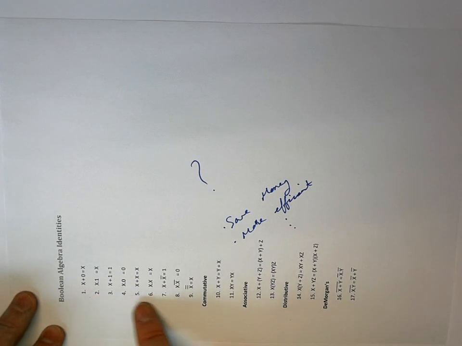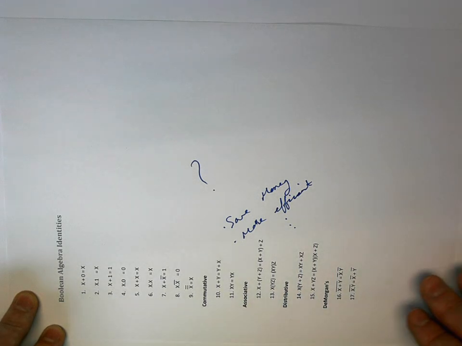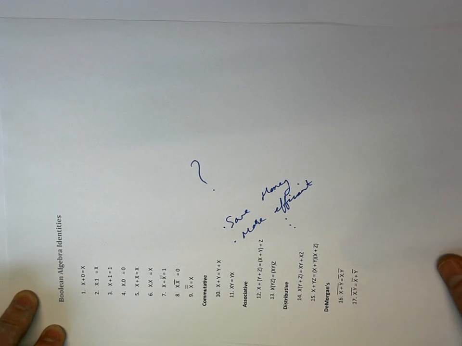So I will be using these Boolean algebra identities, and what I'll do is I will show you the identity as I'm reducing down that circuit. You should become familiar with the Boolean algebra identities and be able to apply them to any functional expression. They will be supplied on the exam.